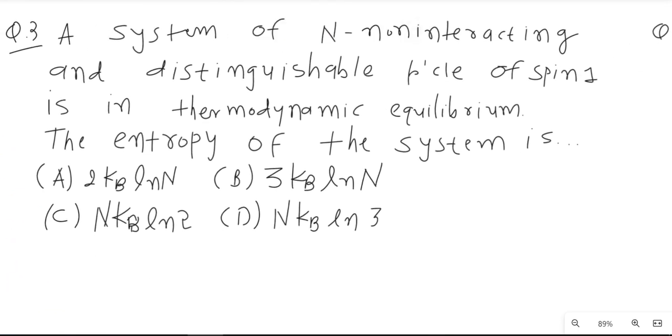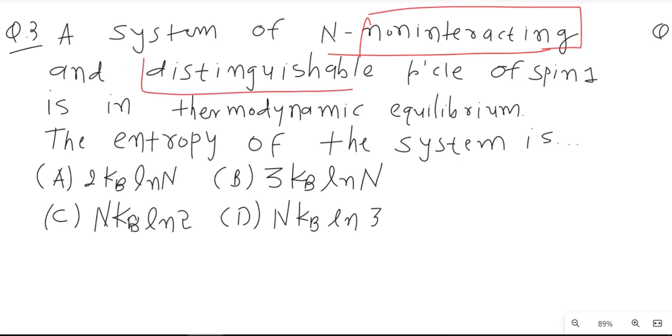The third question is from statistical mechanics, in which we are asked about a system of non-interacting and distinguishable particles. Keep in mind that non-interacting means ideal. Please remember, when the particles are distinguishable, you have to apply classical statistical mechanics. There are two kinds: classical statistical mechanics when the system is distinguishable, and quantum statistics when the system is indistinguishable. This will be helpful in interviews also.